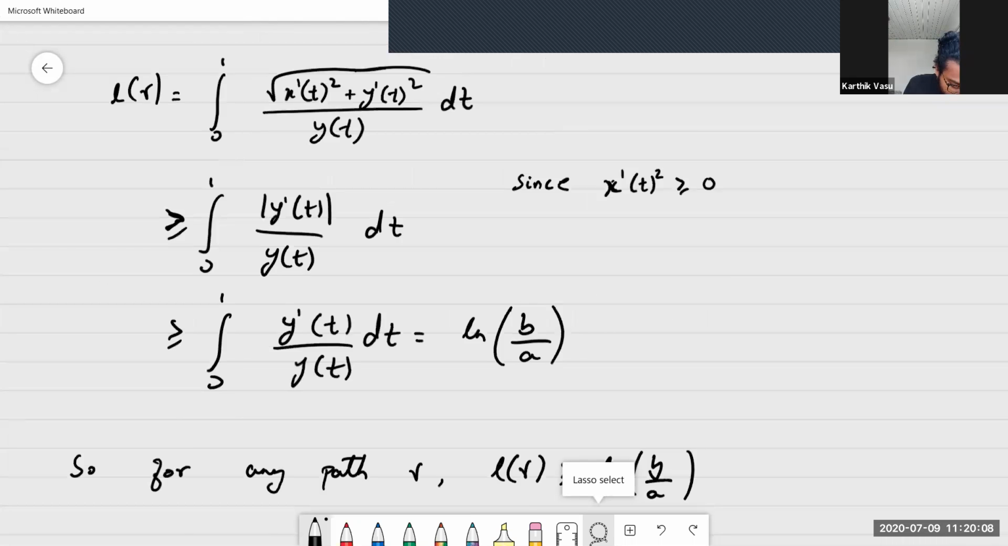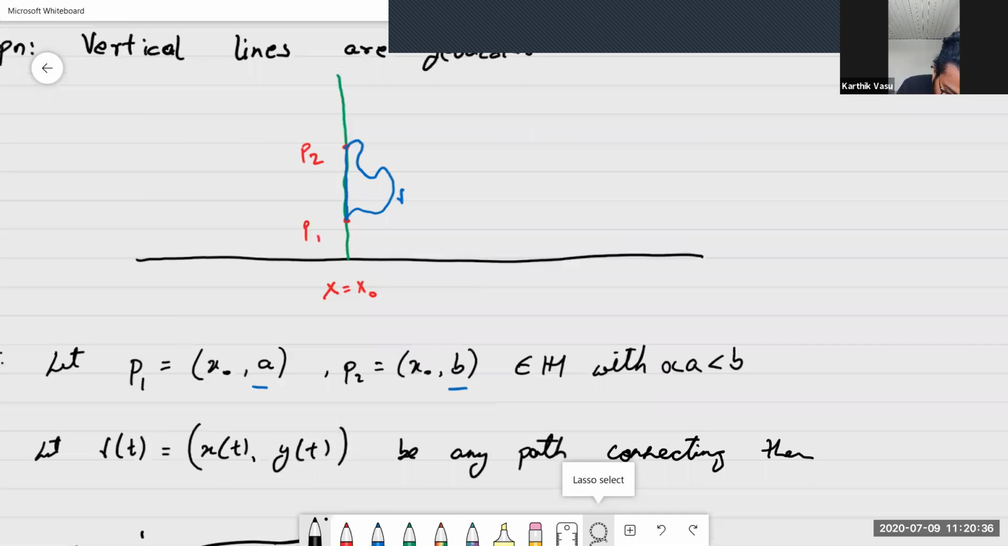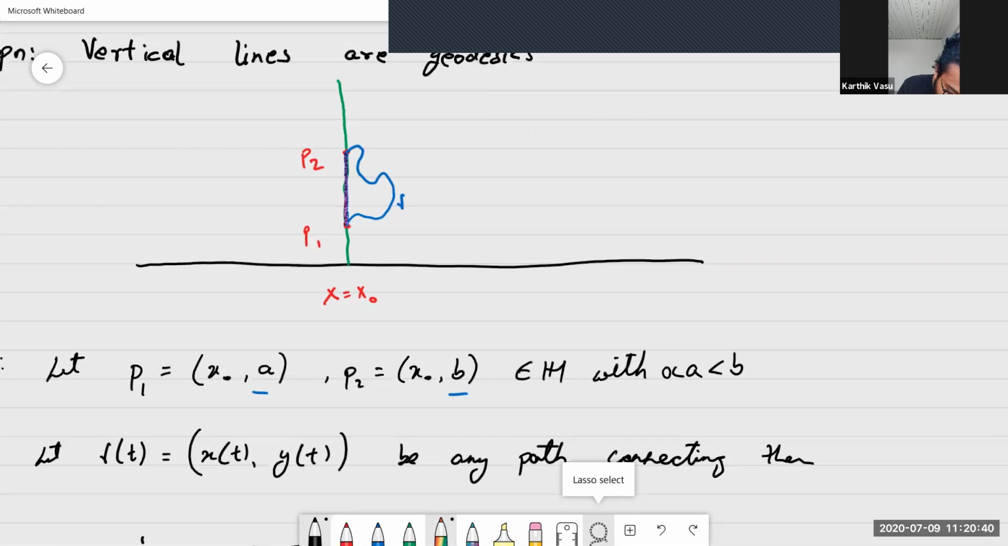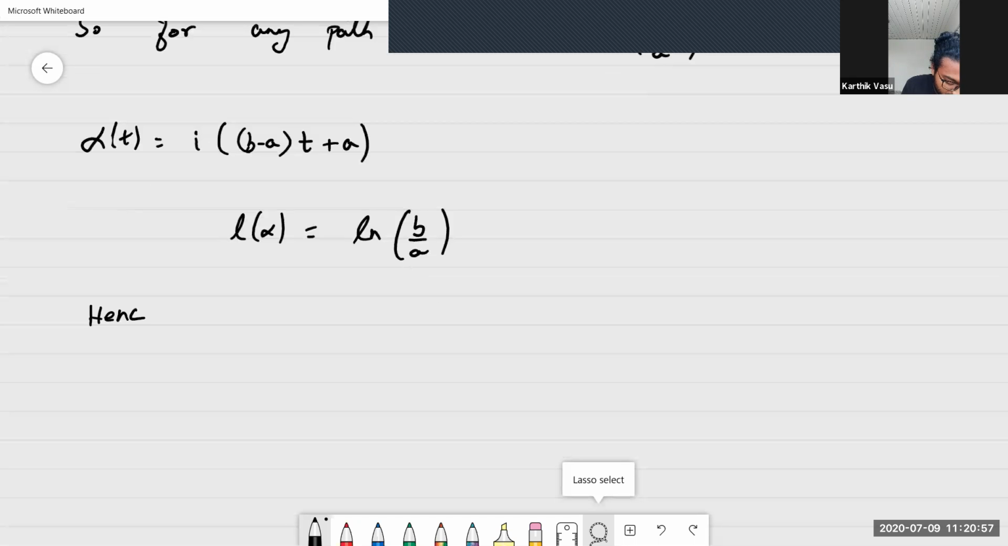So if you consider the path gamma of t equal to, let me call this alpha. So alpha is just a path going this way. This is alpha. So if you do the computation for this, you'll get the length. You will get that length of alpha is logarithm of B by A.